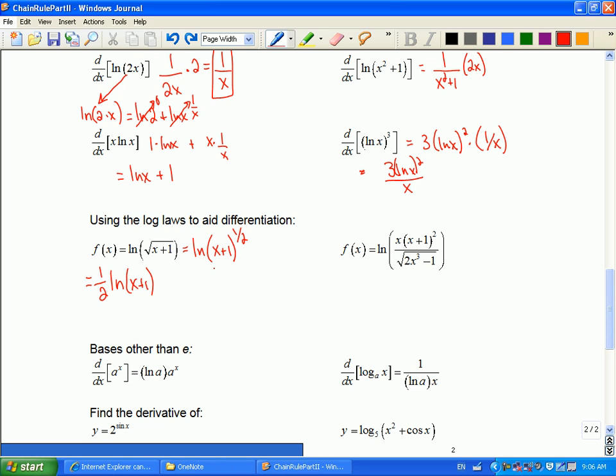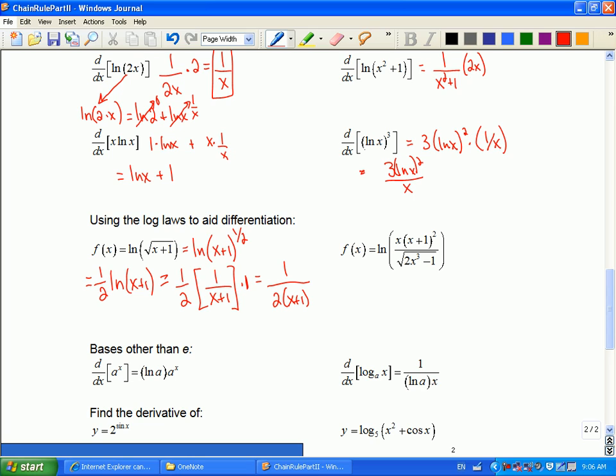So that'll be 1/2 times 1 over x plus 1. And the derivative of the inside is just 1. So I could write this as 1 over 2 times x plus 1. So that's the idea. Refresh your memory about the log laws.